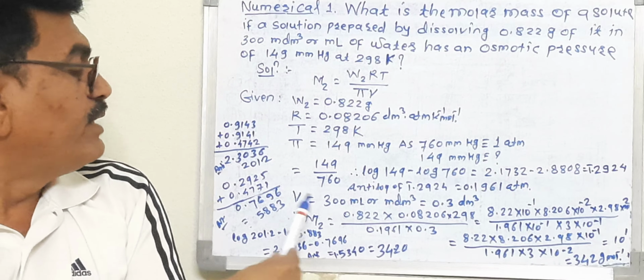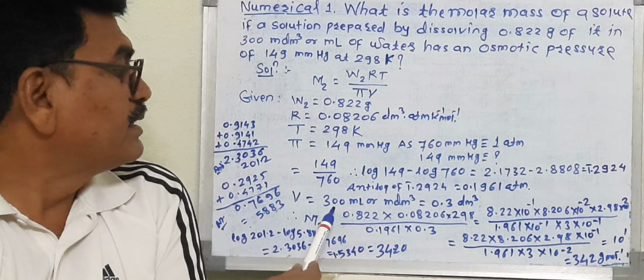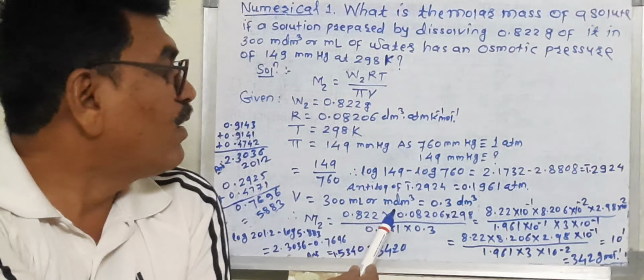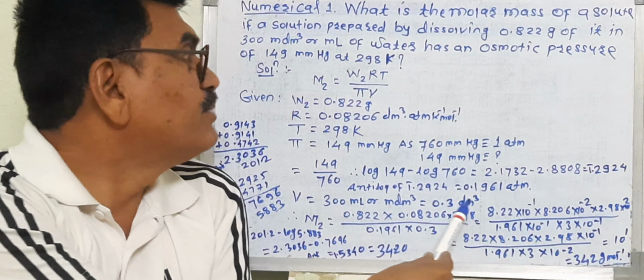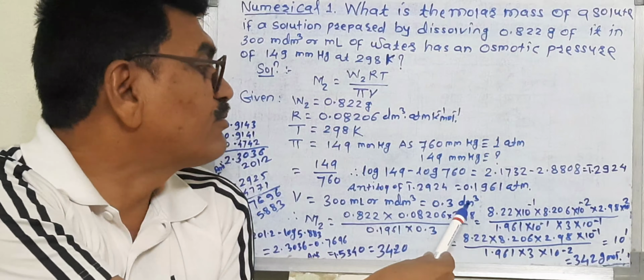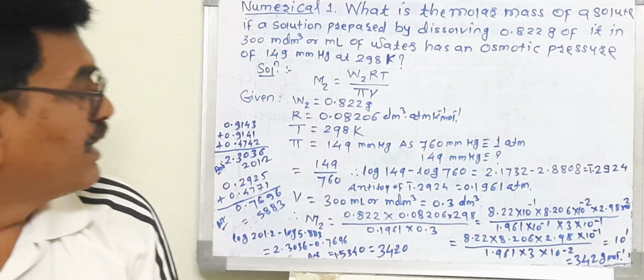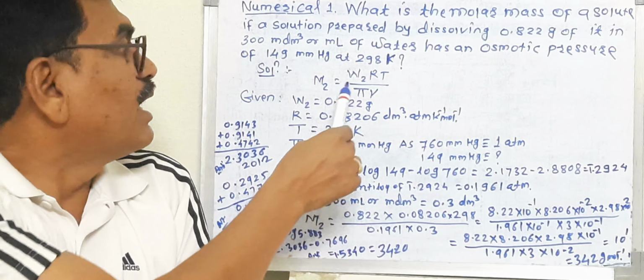Then the volume of the solution is given. Look at this, 300 milliliter. We have to convert milliliter, or cubic centimeters, into decimeters cube. We know the unit for volume is decimeters cube, so this can be converted to 0.3 decimeters cube. Now just substitute all these values in the above formula.